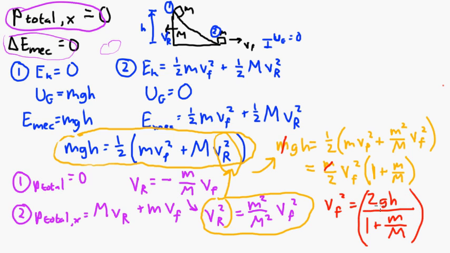So what you can see here is that the more massive big M gets compared to little m, the smaller this part gets. And if little m over big M is tiny, so it's basically 0, then this just turns into vf squared equals 2gh, which we've seen before. That's just what happens if you drop a block from some height. That gives you its speed when it reaches the bottom. So this all should make sense, but that's how you solve that one.